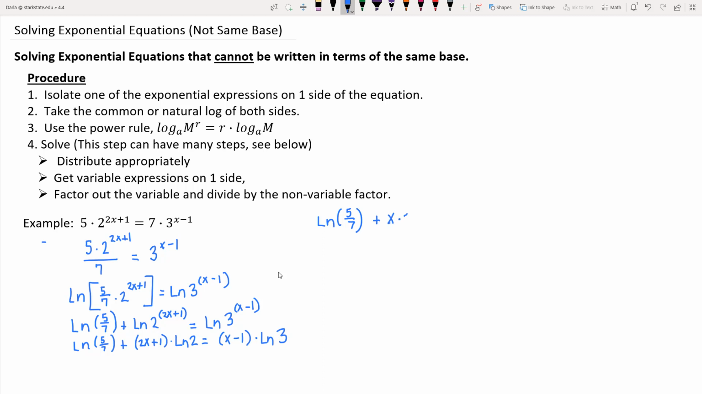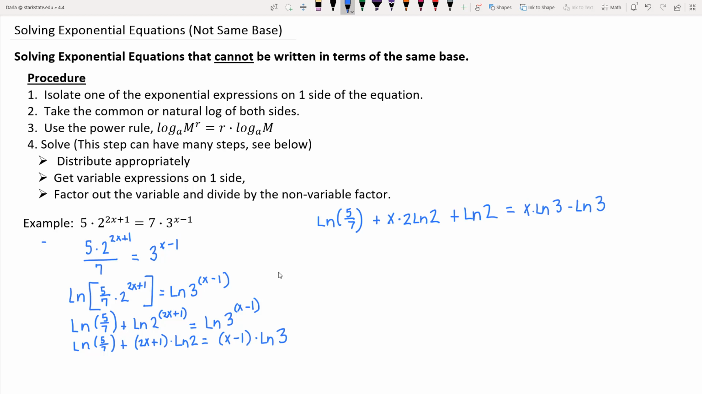x times 2 natural log of 2. I like to keep my x separate since I'm going to have to divide that out at some point, plus the natural log of 2 times 1, which is just natural log of 2, equals x times the natural log of 3 minus 1 times the natural log of 3, which is just natural log of 3.